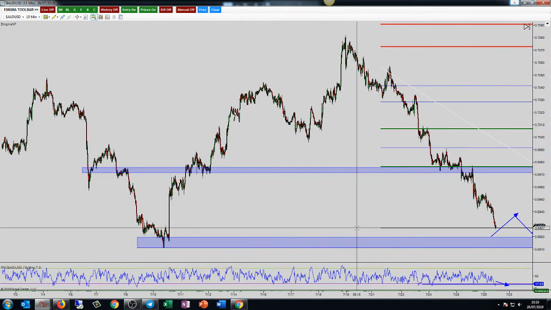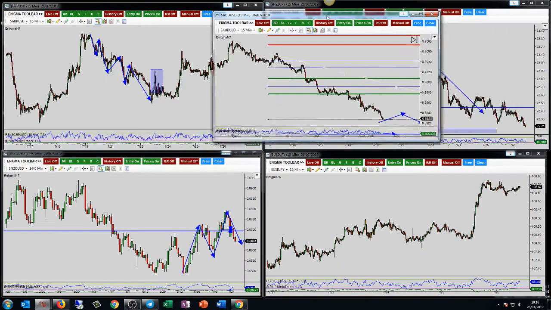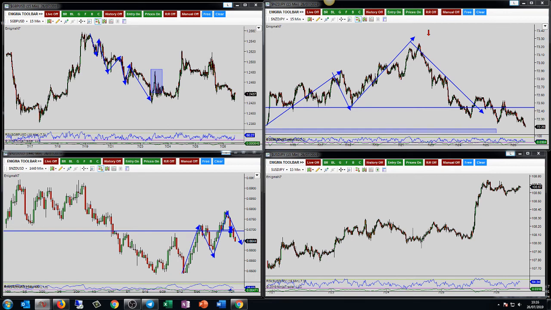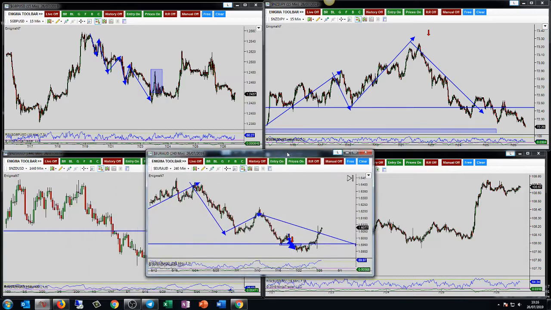Really, really expensive. So I've got nothing here, guys, on the Aussie dollar. If you do, chuck it in the chat, and I will take a look at it. But if not, we'll move on and take a look at another currency pair.